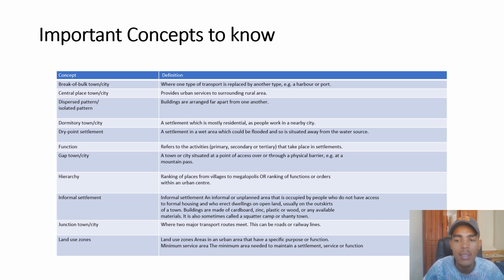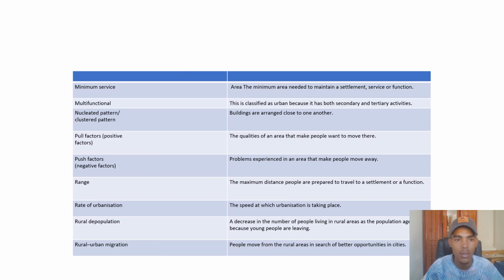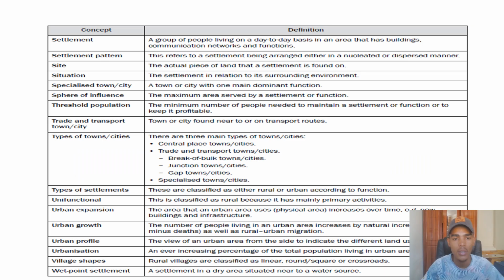Let's go to the next concepts. We have minimum service, multifunctional, nucleated pattern, pull factors, push factors, range, rate of urbanization, rural depopulation, rural urban migration. Okay, so remember, these are the concepts that you need to know when studying settlement geography.